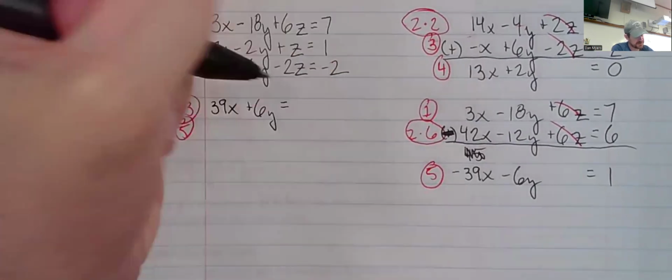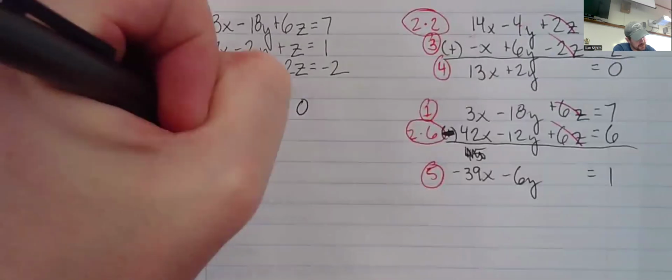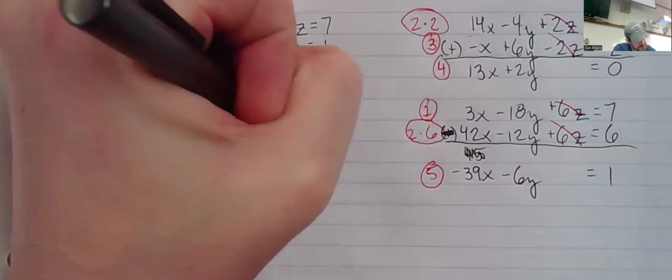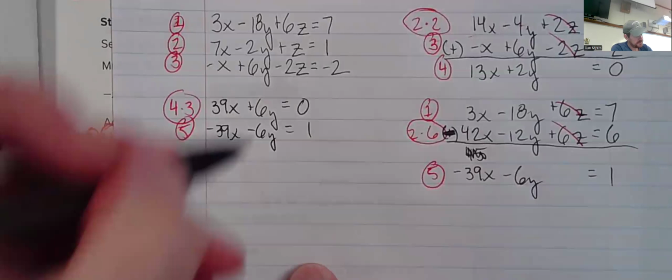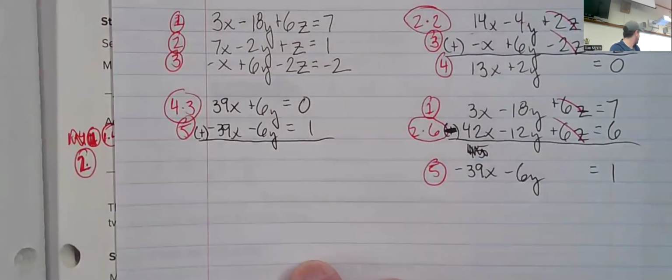Plus 6y equals 0 times anything is 0. And that'll be negative 39x minus 6y equals 1. What ends up happening here? We're going to add these together this time. We're not going to subtract them. And I'm thinking about this a little bit more on this one.